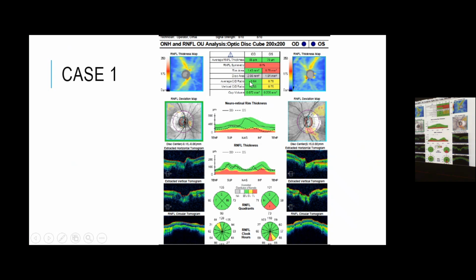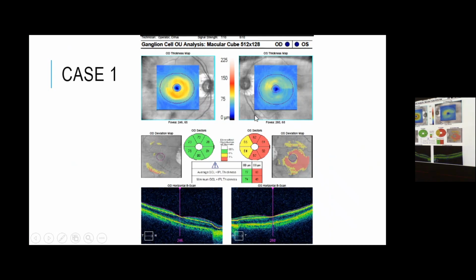Okay. How about the optic nerve head assessment? This is the rim area. Well, it's the same thing. The color code is the same. The red is abnormal. So the rim area is abnormal in the left, while it's normal in the right. Cup disc ratio, check the vertical. Here it's 0.5, here it's 0.75. So it's definitely a difference.